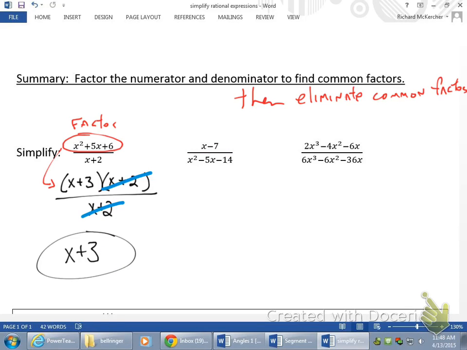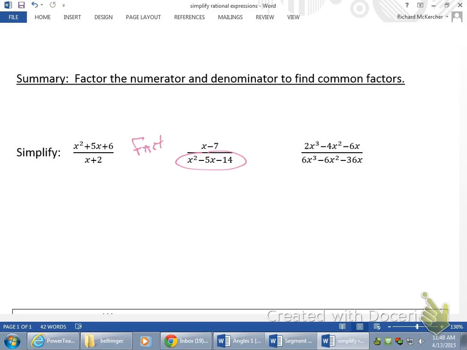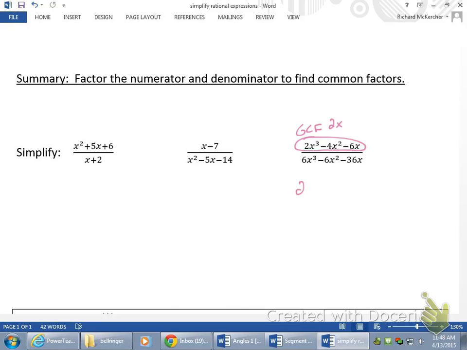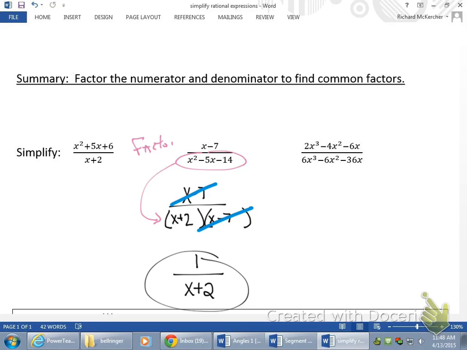I can look here and do the same thing on this next one. I'm going to factor out the denominator this time. And I just used my factoring skills from earlier in the year. And this time I recognize that I've got an x minus 7 and an x minus 7. I can get rid of those. And I'm left with 1 over x plus 2. Notice the 1 does stay up in the numerator and the x plus 2 in the denominator.